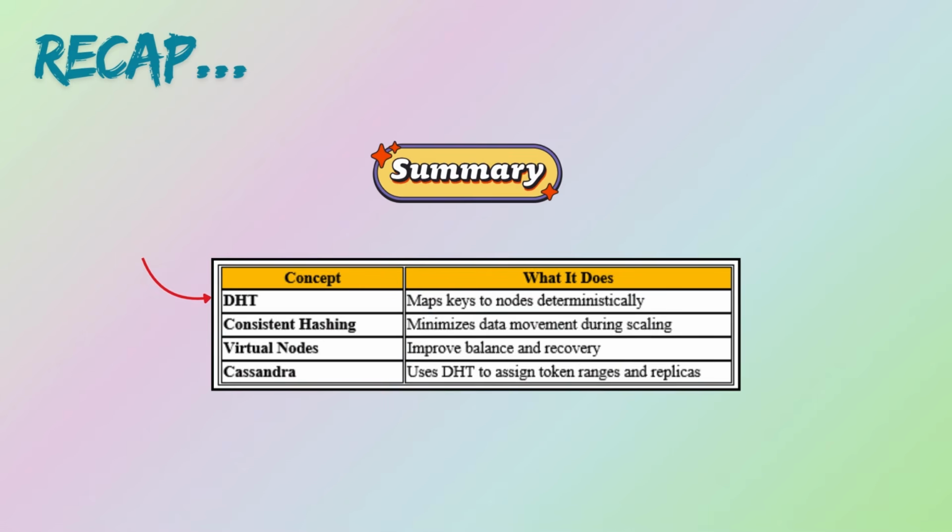Let's quickly recap what we have learned. DHT maps keys to nodes deterministically. Consistent hashing minimizes data movement during scaling. Virtual nodes improve balance and recovery. Cassandra uses DHT to assign token ranges and replicas. In short, a DHT is like a self-balancing, self-scaling directory for your data. It is the silent backbone that makes distributed databases like Cassandra, DynamoDB, and others work reliably at scale.